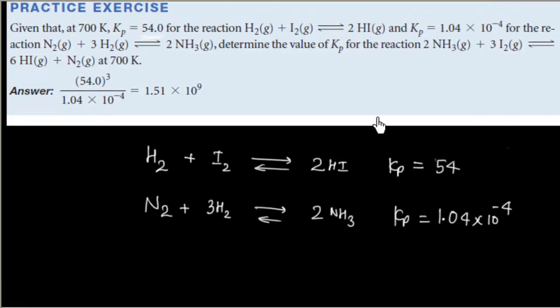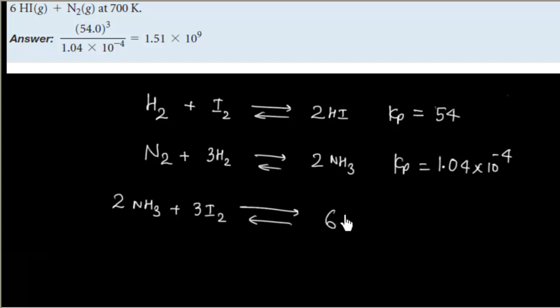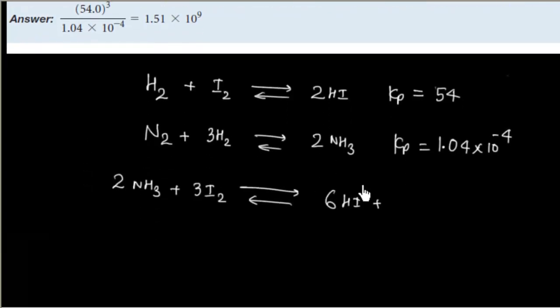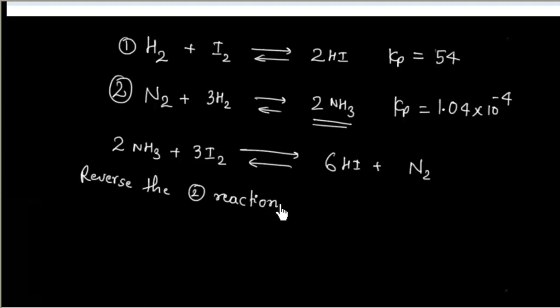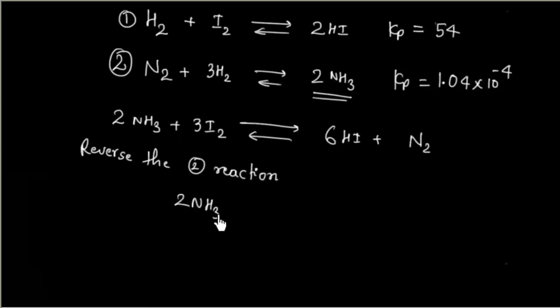And now we have to find Kp for this reaction, 2NH3 plus 3I2 gives 6HI plus N2. Now you see we have to manipulate this one. If you see the second reaction, I have right side 2NH3. So basically I have to reverse the second reaction. So let us call this is 1, this is 2. If I reverse the second reaction, I will have 2NH3 and this will give you N2 plus 3H2.